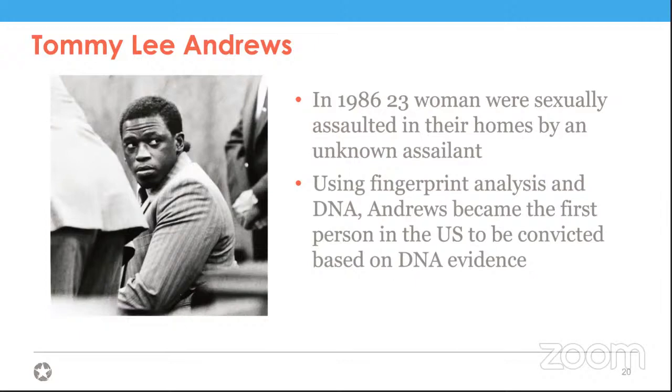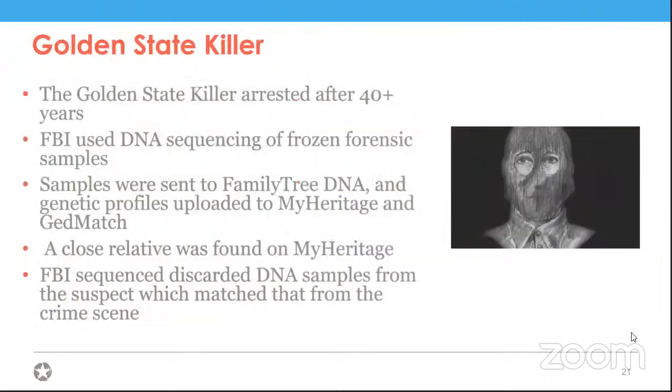And in November 1987, Tommy Lee Andrews became the first person in America to be convicted based on DNA evidence, and he was sentenced to a total of 100 years in prison. Most recently, in 2018, forensic DNA profiling led to the arrest of one of America's most notorious serial rapists and killers. The Golden State Killer, otherwise known as Joseph DeAngelo, was arrested for crimes of rape, murder, and burglary committed in the 70s and 80s.